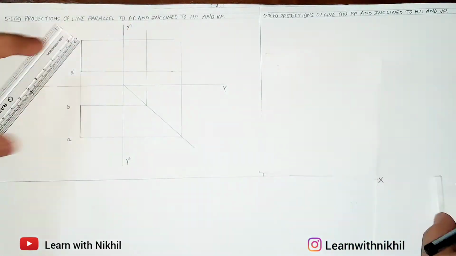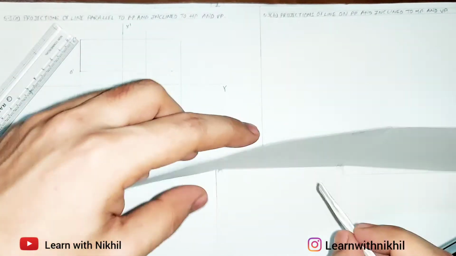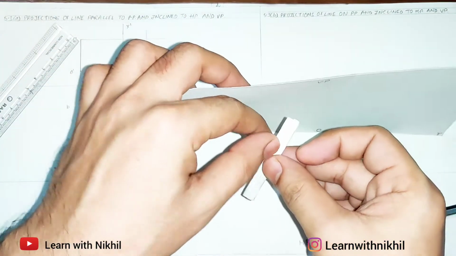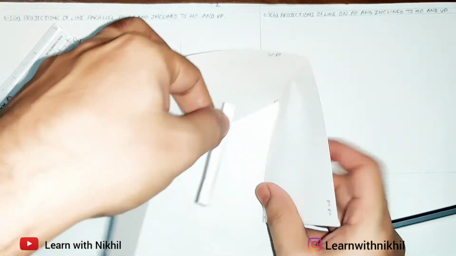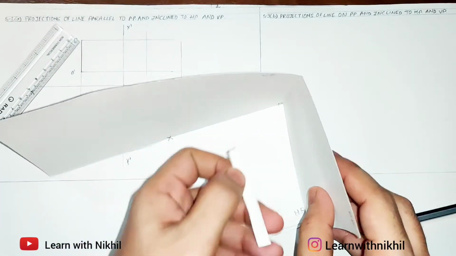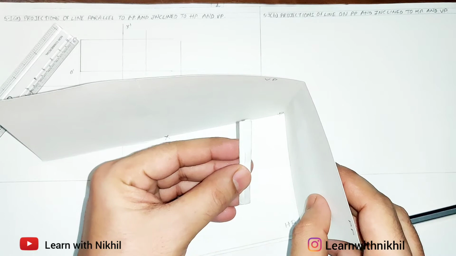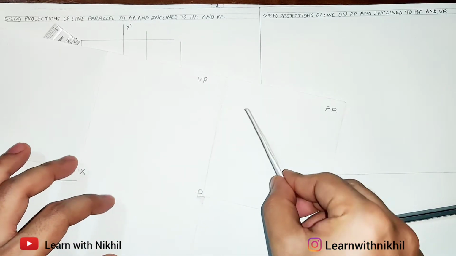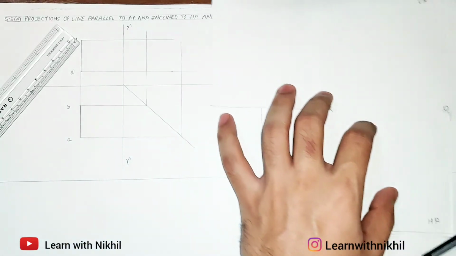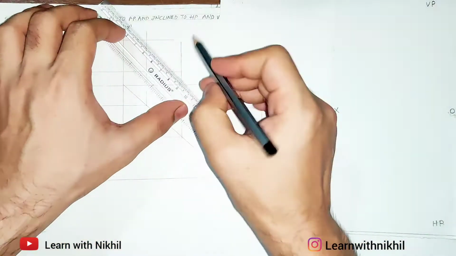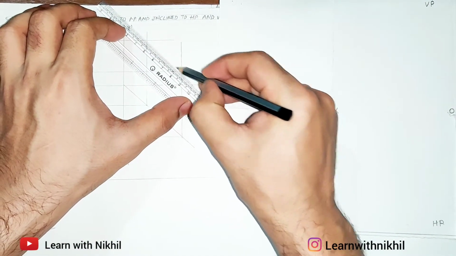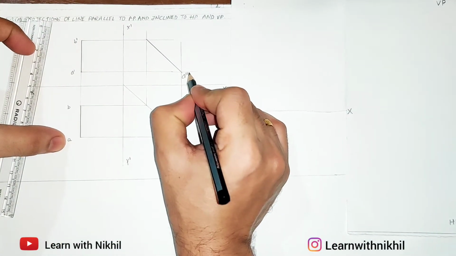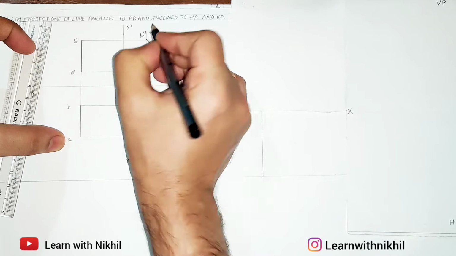So the length, the diagonal length. So in the side view, the line will be like this. So the actual length of the line will be visible in the side view and it will be the distance of the slant line. So the line will be like this. So it will join these vertices. We'll make this dark. So this will be A double dash and this will be B double dash.